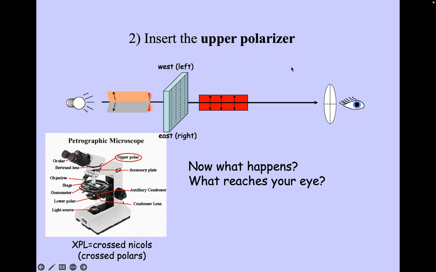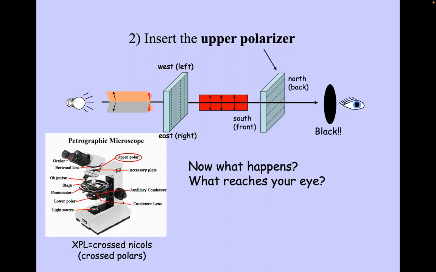But if you insert it in, what happens? The vibration direction is opposite, so there will be no light coming, right? There will be total black, you don't see anything. Why is that? It's because the light coming through the first polarizer is in a direction along which the second polarizer cannot penetrate the light, because its polarization direction is opposite, right?